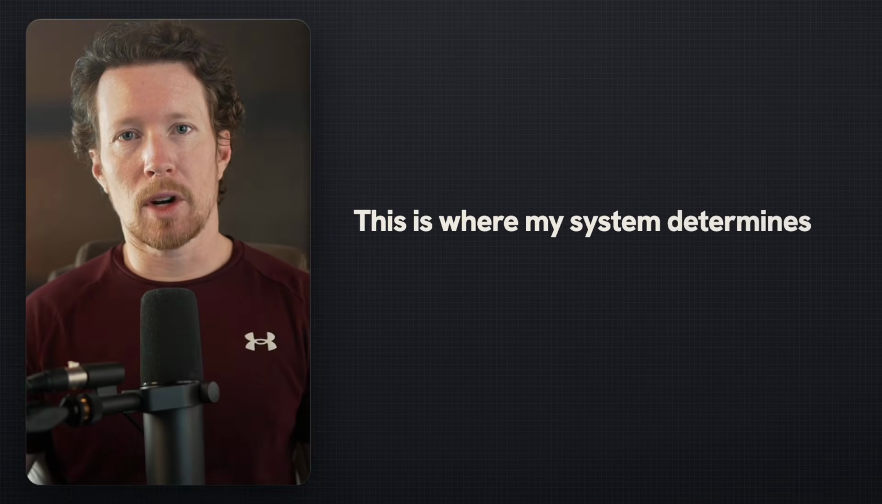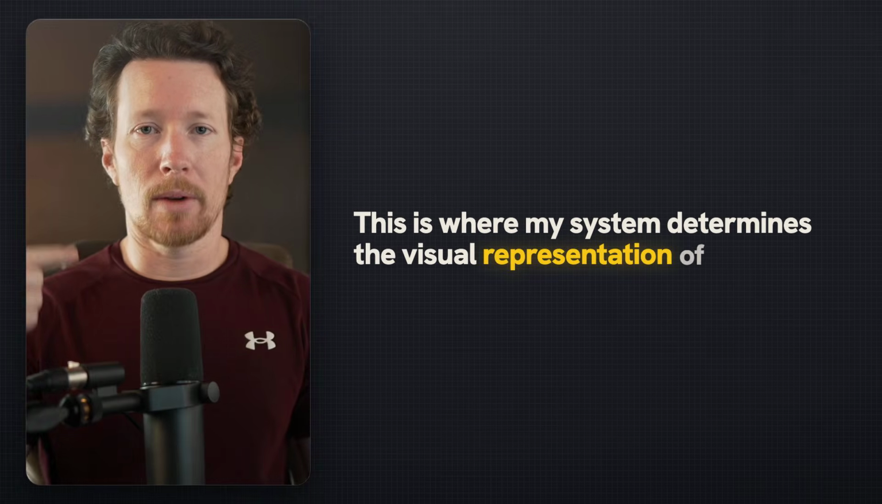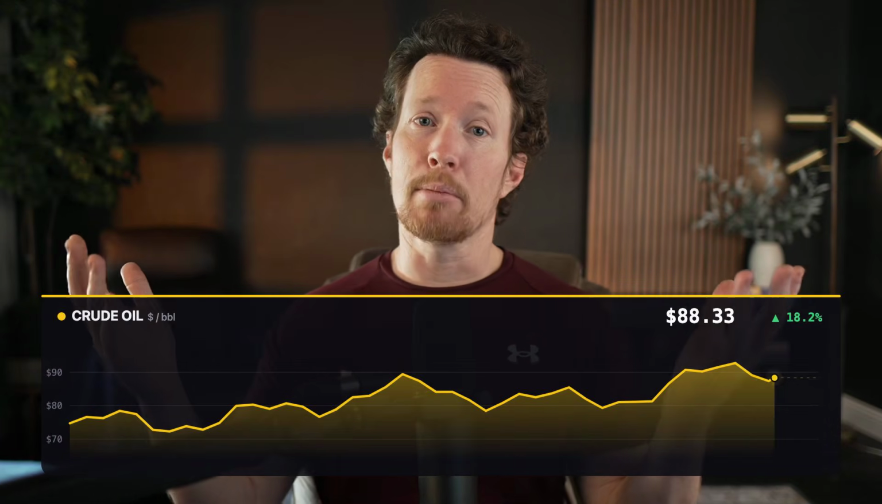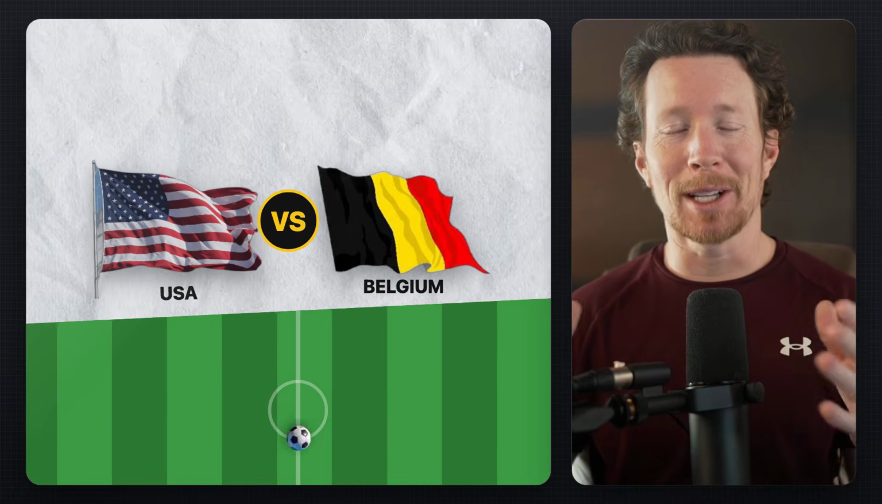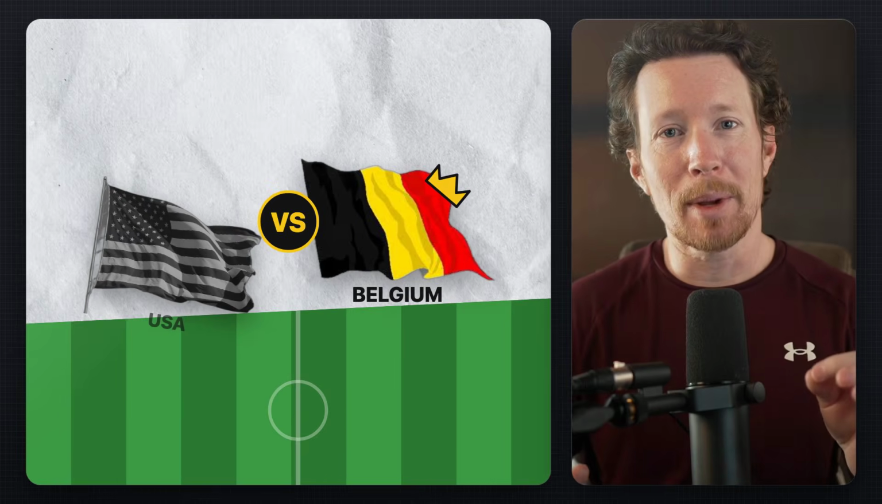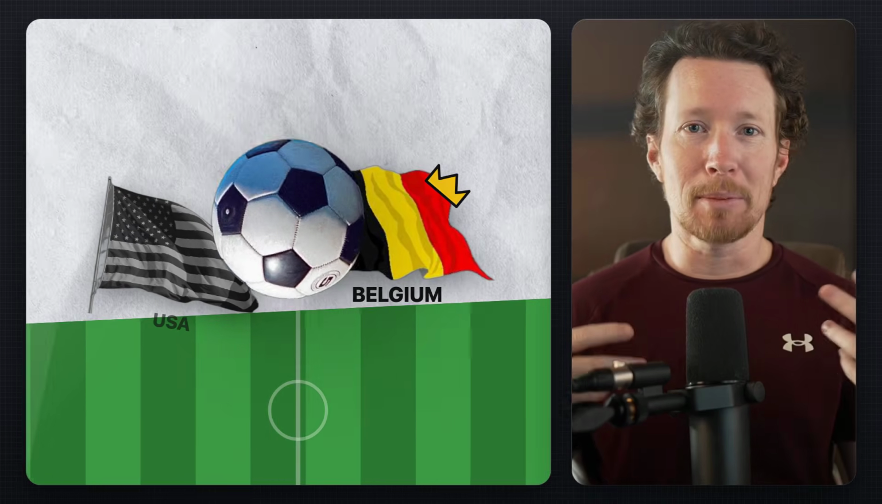This is where my system determines the visual representation of the spoken script. If I'm talking about the price of oil, maybe I'm showing a moving graph. If I'm talking about how I'm sad that the US just got eliminated by Belgium in the World Cup, maybe I'd have this engaging paper cutout style. Or if I simply want a faceless YouTube channel in a documentary style, then maybe my editing will be slower and dramatic. There's no wrong answer.